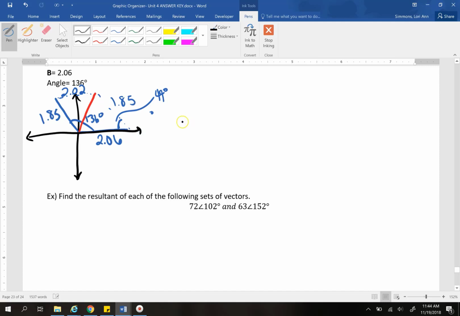If you want me to redraw this triangle, we have the R that we're looking for. This is 44 degrees, 1.85, and 2.06. So what we're looking for is this R and this angle. Now we can use the law of cosines and sine that we have been taught. So you're given a side angle side. So that means you can set up law of cosines.